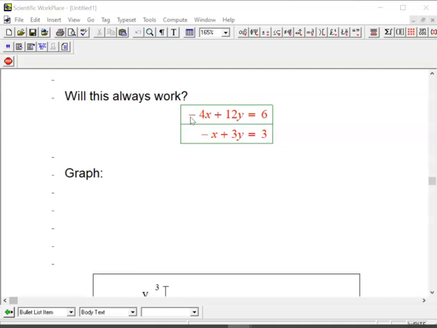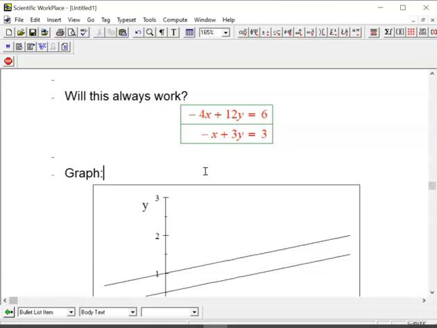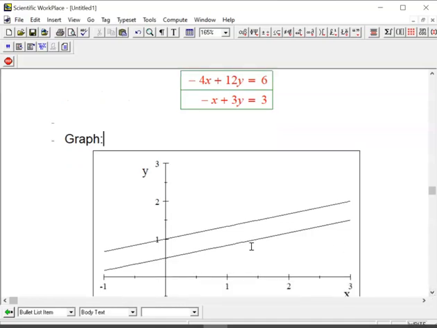So here I just changed the top equation. The bottom equation is the same. And the first thing I'm going to do is graph that. You don't absolutely have to, but you get a pretty good intuition right away from graphing this. If you graph that carefully, what you notice is that these are parallel lines. And they're perfectly parallel, we'll check that in a second. And so they don't have any intersection.